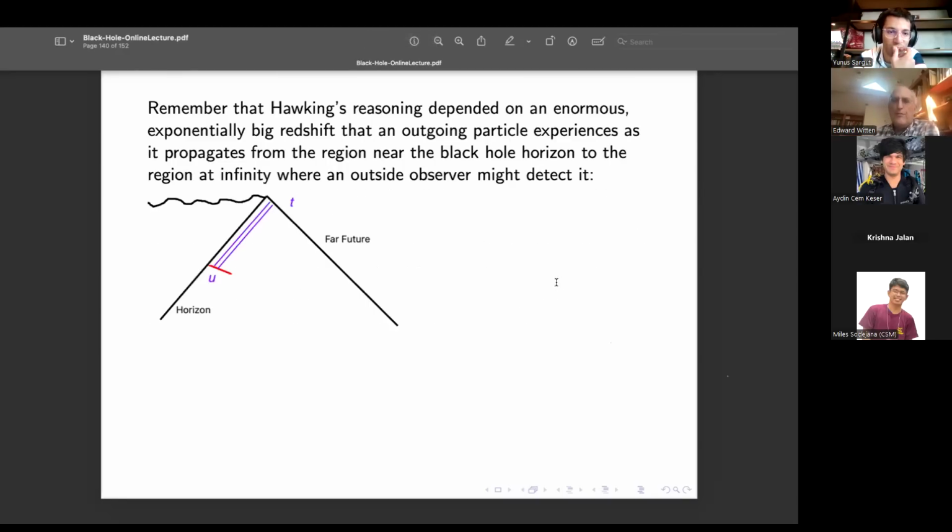Now, before explaining, since what Eardley said was the time reversal of what Hawking said, let's just remember what Hawking said. Hawking's reasoning depended on an enormous exponentially big redshift that an outgoing particle experiences as it propagates from the region near the black hole horizon to the region at infinity where an outside observer might detect it.